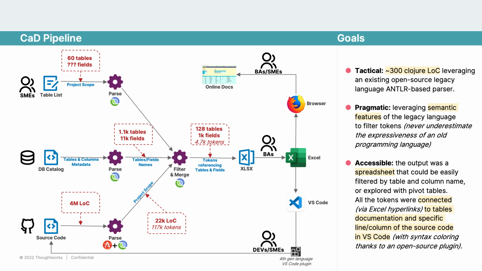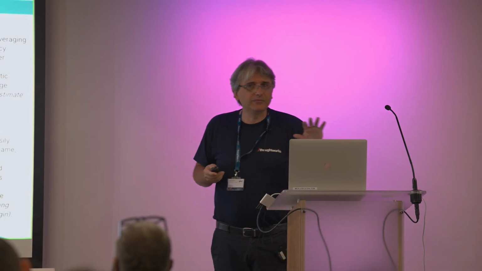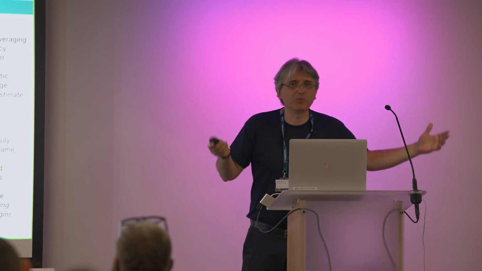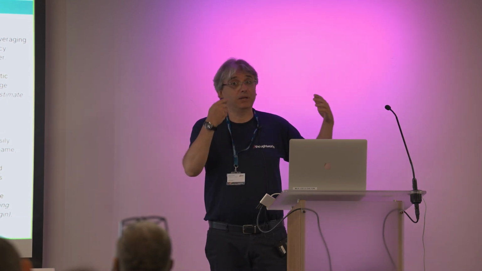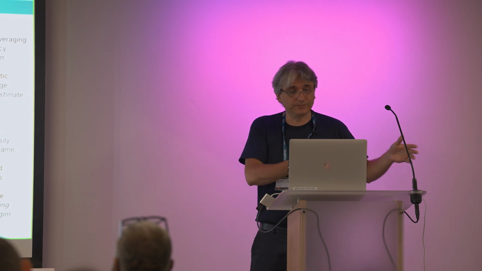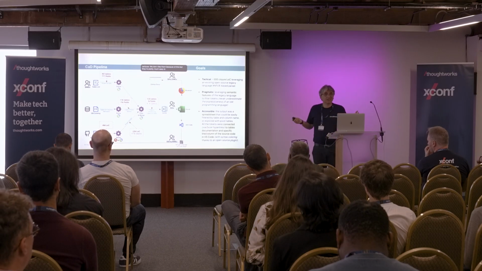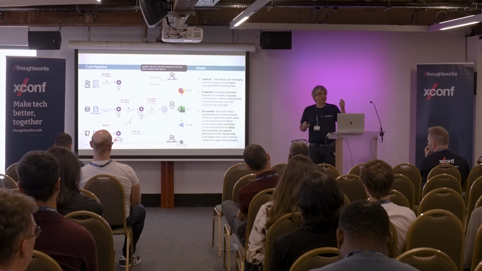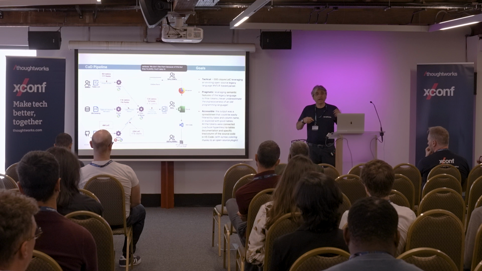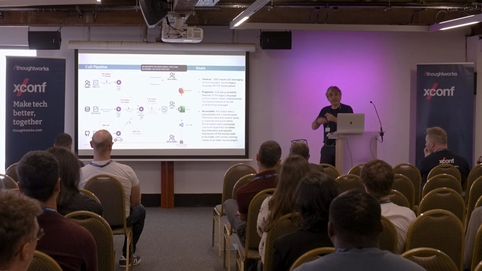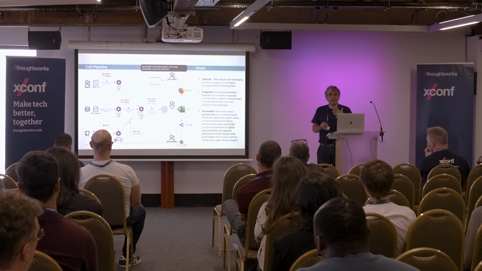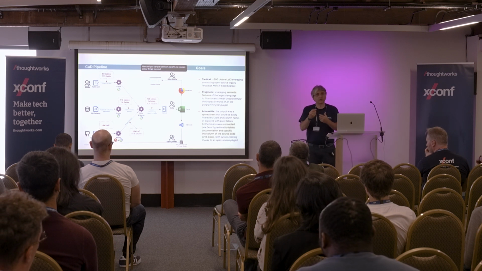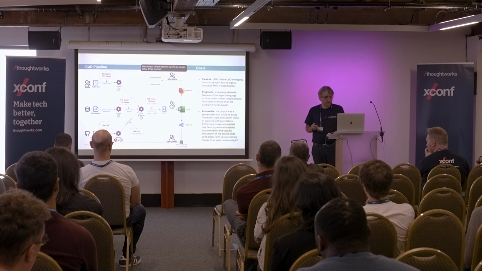Actually, the solution was pretty much tactical, so we had to write just 300 lines of Clojure code. And it was pragmatic because we leveraged semantic features of the language. And by the way, most of the time, older languages are pretty verbose. We don't like them because of this, but they are pretty easy to parse for the same reason. And it was accessible. It's just an Excel file. You can filter. You can build pivot tables on top of it. So you can color things. You can add columns if you need. So it was something moldable, personalizable also by the SMEs and the others.